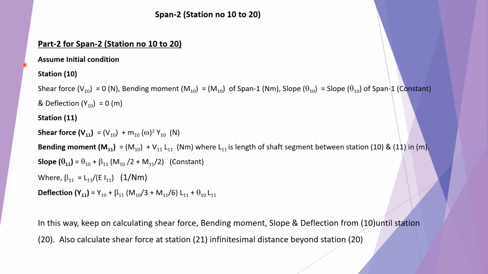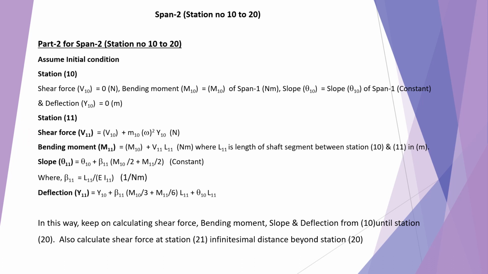Now span 2, part 2 calculation. Initial assumption: shear force V10 is 0, bending moment M10 will be M10 of span 1. Similarly, slope theta 10 will be slope theta 10 of span 1, and deflection Y10 is equal to Y10 of span 1, which is 0.